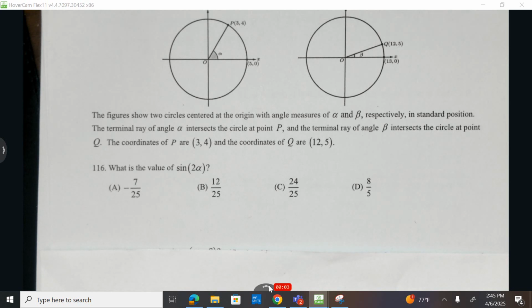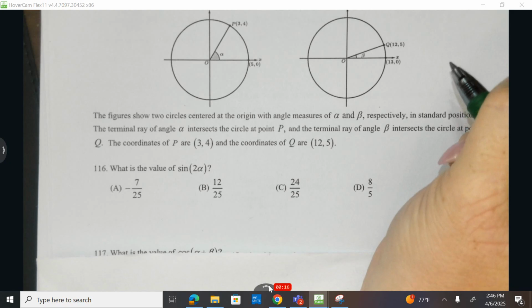Pythagorean triplets will save you time. If you're thinking, what the heck is a Pythagorean triplet? It's a squared plus b squared equals c squared. The most common ones we need to know are 3, 4, 5, and 5, 12, 13 is also very common. If you don't know that, I'm going to go through this as if you don't.